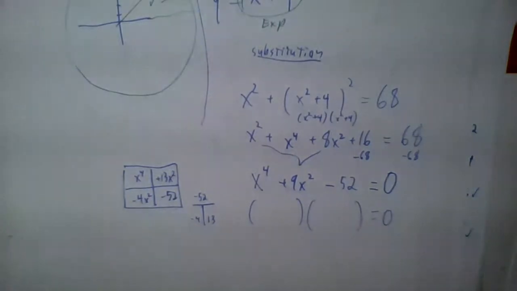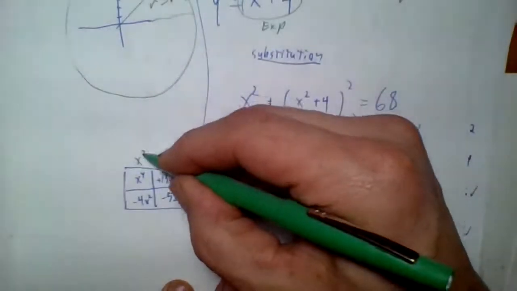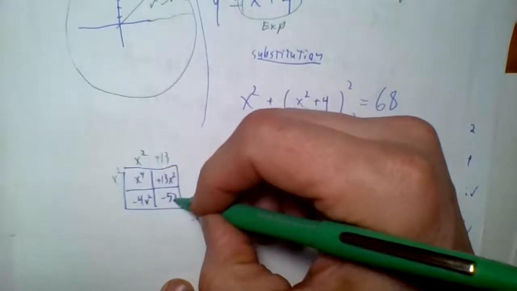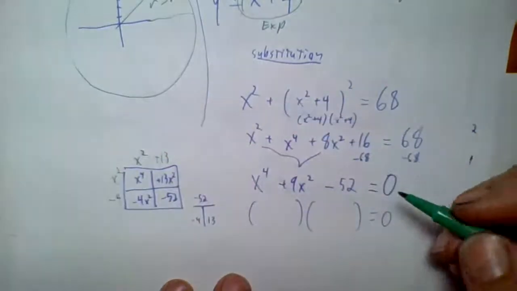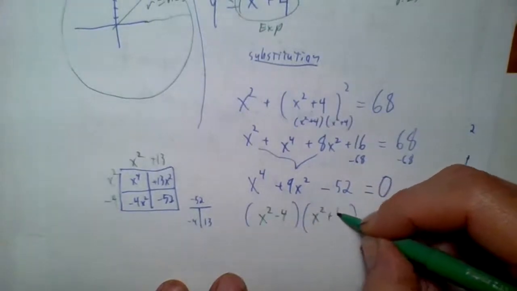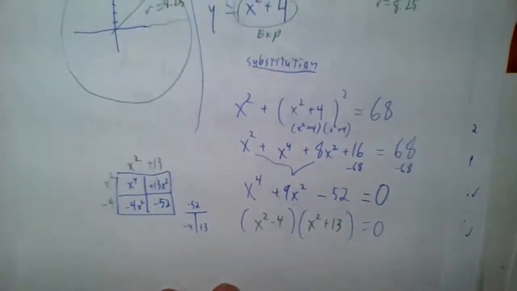Pull out what my factors are from the box here. Then I got x squared, I got 13 as a common factor that way, and I got x squared minus 4 this way. So I got these factors, equal to 0.